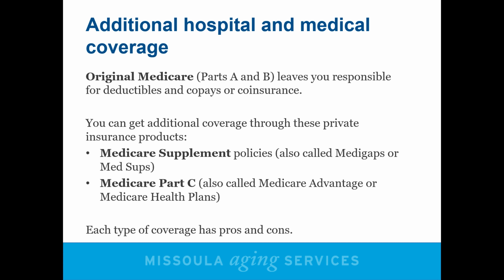Okay, so as we've seen, Part A and Part B, also known as original Medicare, leaves you responsible for deductibles and co-pays or co-insurance. You can get additional coverage through private insurance products, which we're going to talk about now. And those include Medicare supplement policies, which are also called Medigaps. Sometimes people will just shorten that to MedSups. There's also Medicare Part C, which is also called Medicare Advantage, or sometimes just Medicare health plans. And each type of coverage through those products has pros and cons, and here they are.